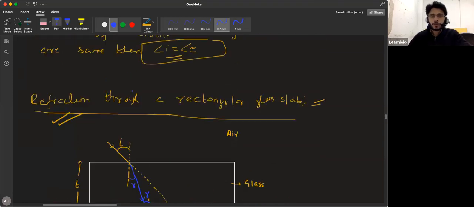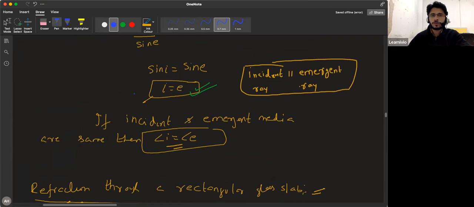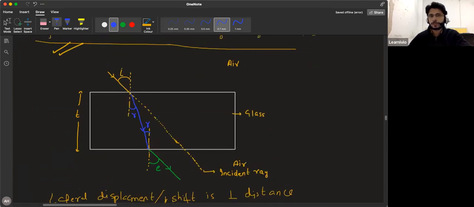We did this in the last lecture also: if the incident and the emergent mediums are equal, then the incident ray and this emergent ray will be parallel. This is the incident ray, and here this green one is the emergent ray. These two rays are parallel.